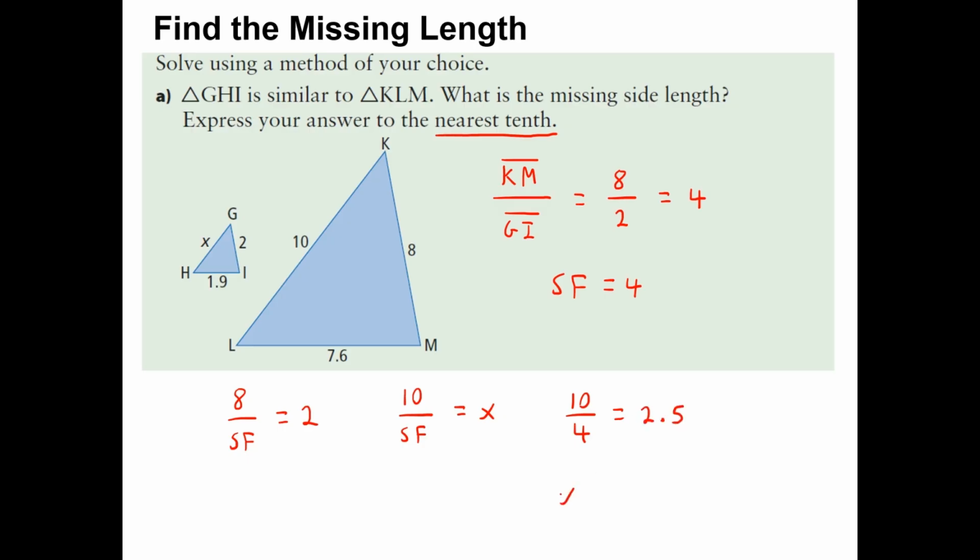So hence I can say that x equals 2.5, and that's how I found my missing length.